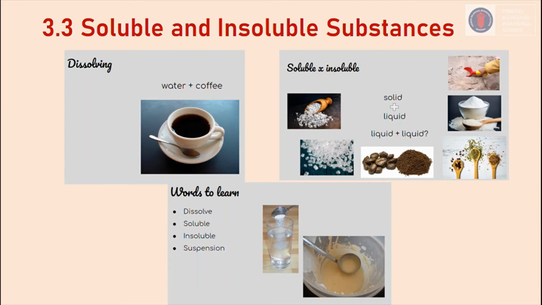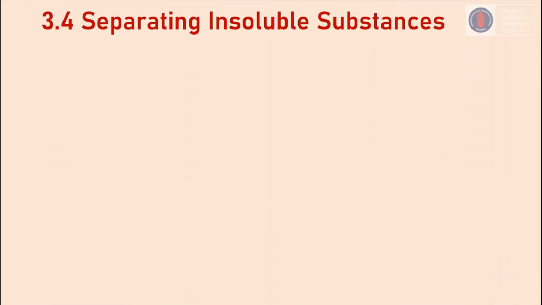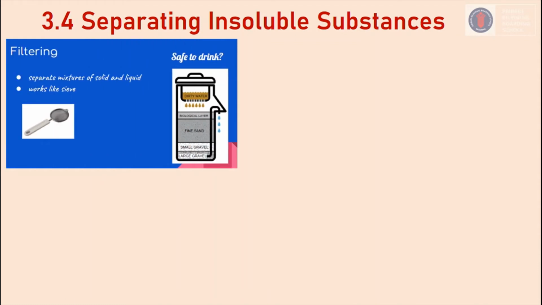A mixture that contains insoluble substance, we call a suspension. As you see in this picture, this is the flour and salt mixture. This one we call a suspension because the substance cannot dissolve completely. How can we separate insoluble substances? We learned in the subtopic that we can separate by using the process of filtering.